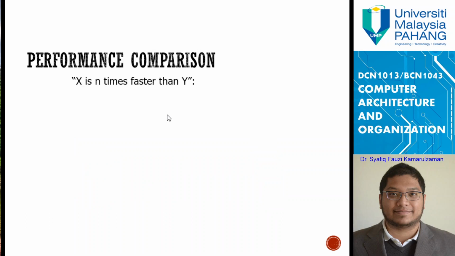So when we want to compare performance between two devices, usually you come across this kind of terms: X is n times faster than Y, or Y is n times slower than X. This kind of statement means that you define the X, the n, and also the Y. Okay, so how do you define them?